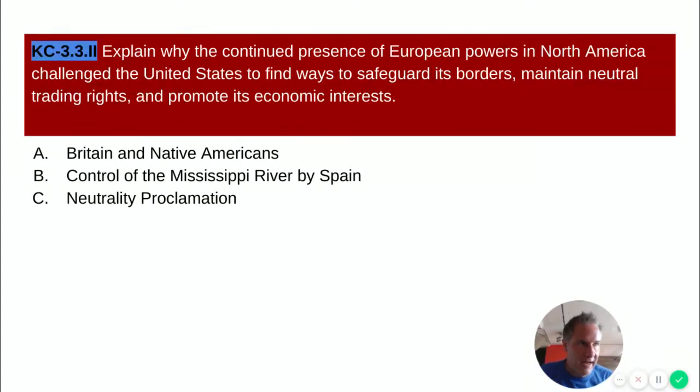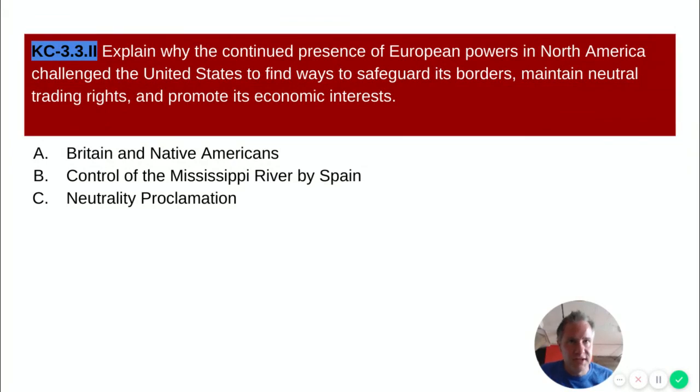We also have a problem with Spain, which got the Louisiana Territory in period two. That included the Mississippi River. And the Mississippi is the lifeblood of the western settlers. They need to be able to move their goods down the Mississippi to New Orleans, and so they can trade them. So we're going to have to figure out, how do we navigate the Mississippi in partnership with Spain?